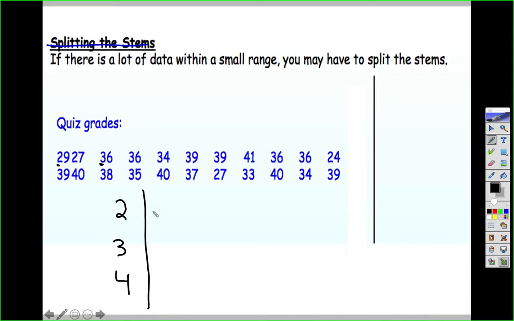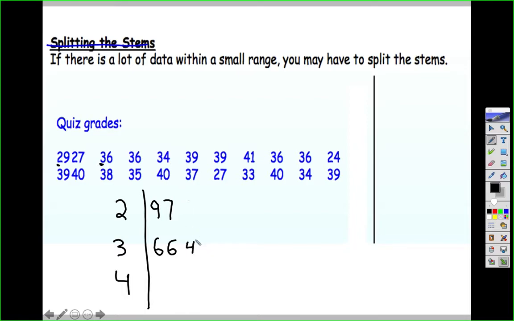So I have 29, so I have a 9. I have 27, so I have a 7. Look at what's happening. The stems are the first digit. So this is our 20s. 29, 27. Done, done. I have a 36 and a 36. So 36, 36, and then 36, 36. So this is our first digit. This is our last digit.